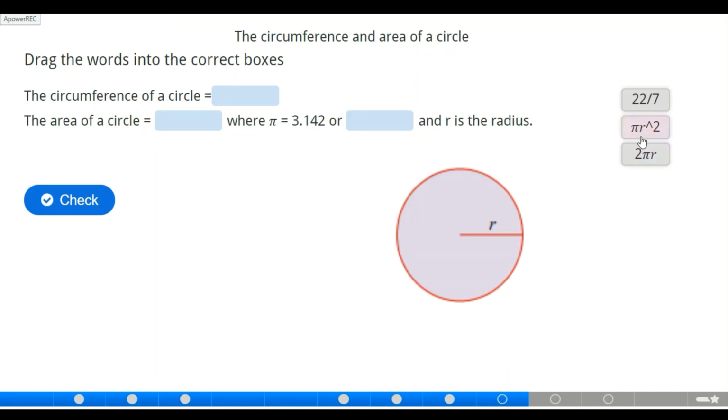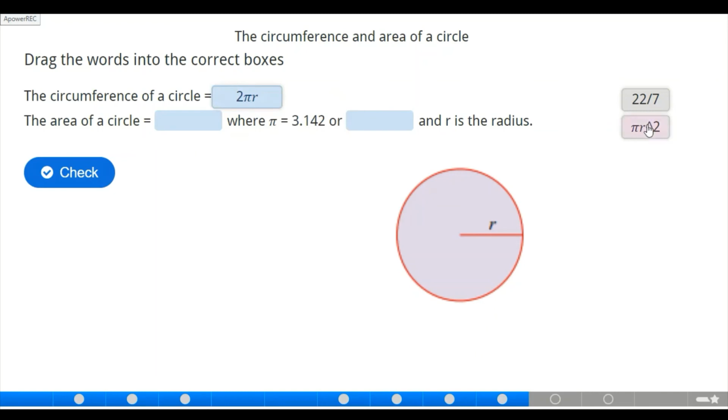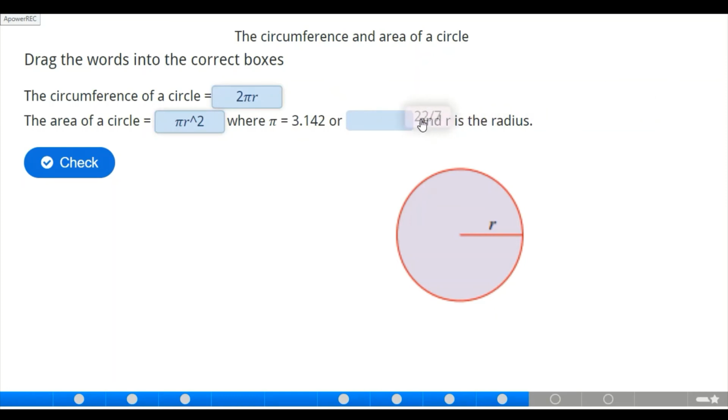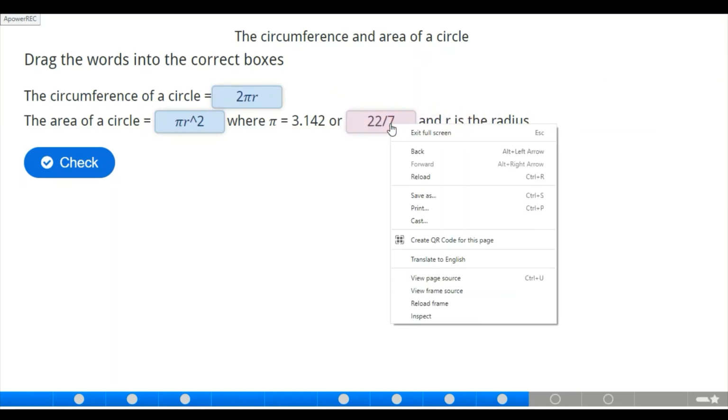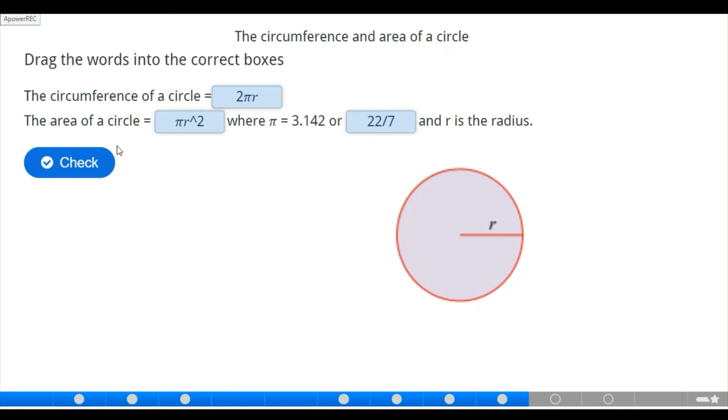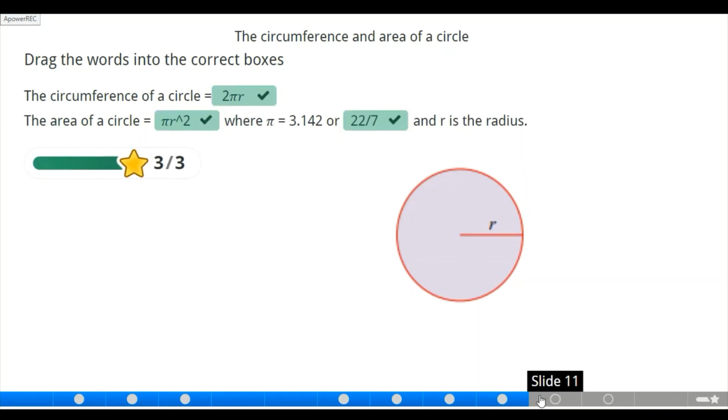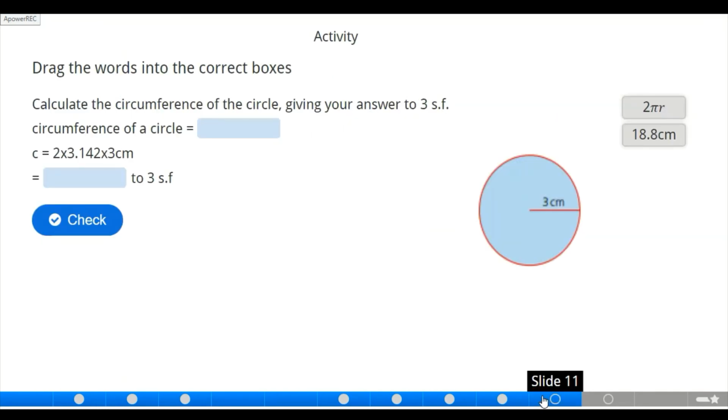Now our pi here is a constant value, and you can take it as 3.142 in decimal, or we have it in fraction as 22/7. And our r that we are talking about here is the radius. So our arrangement is right. Now we have this example here.